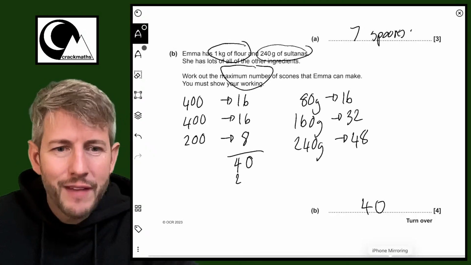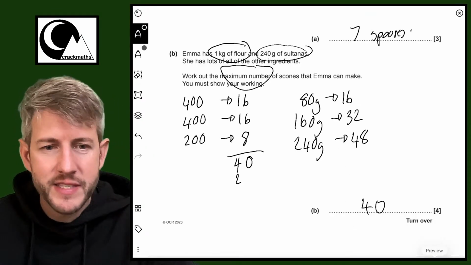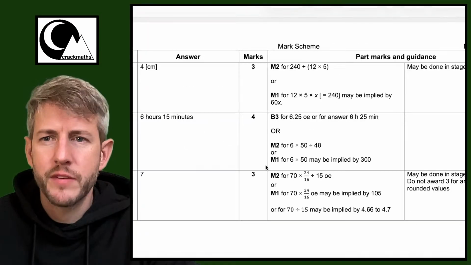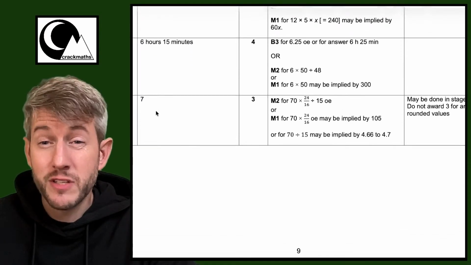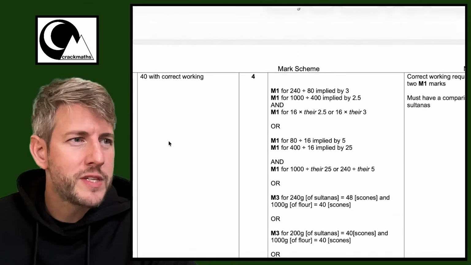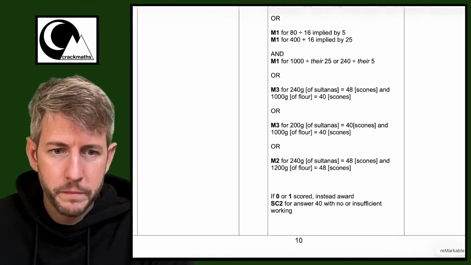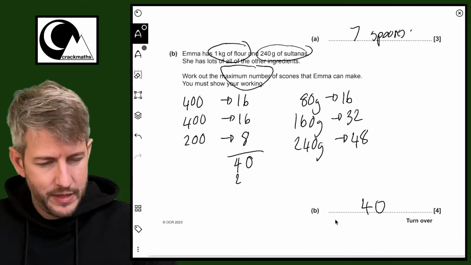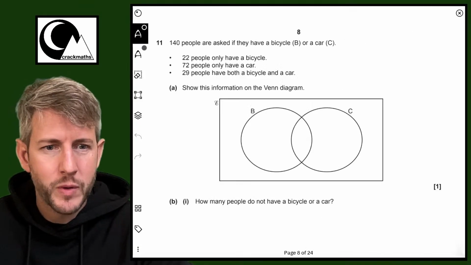Okay, right, let's have a look at those answers. So we had 7 and 40 there. So here we go. Yeah, 7 is correct, and 40 is correct as well. Wonderful. Right, let's have a look at the next couple of questions.